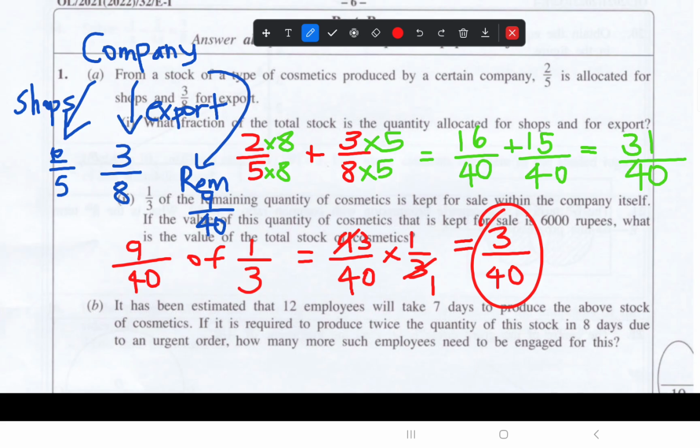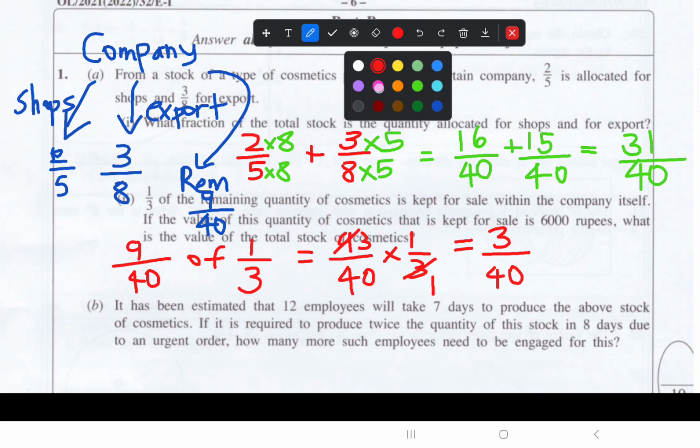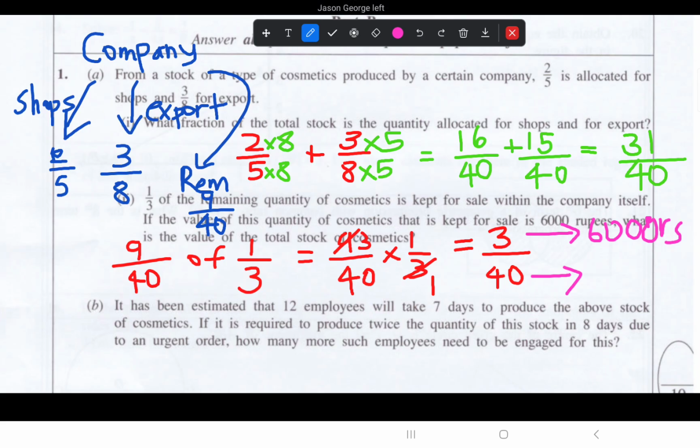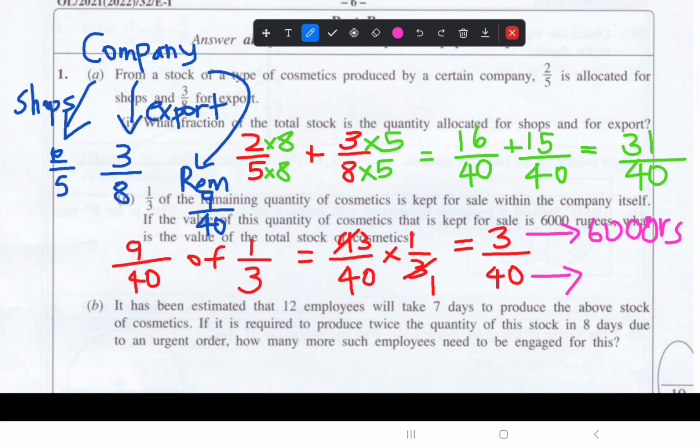9 upon 40 multiplied with 1 upon 3 will give you 3 upon 40. Here we know that this 3 portion, the kept portion, is given as 6,000 rupees. So we have to find the total cosmetic stock value. This 3 portion is indicating 6,000 rupees now. So how much will this 40 portion indicate?